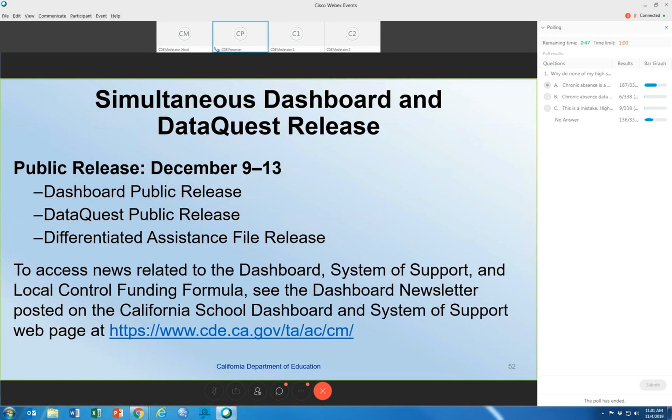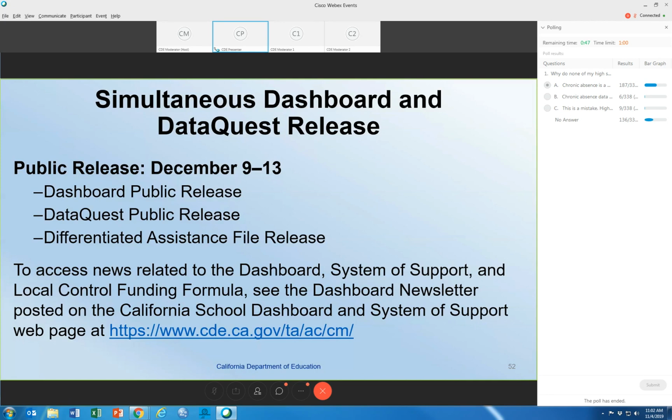So the public release of the dashboard is going to be in the week of December 9th through the 13th. We haven't selected a date yet, but we will do the dashboard public release and the DataQuest public release of all the data in DataQuest that we include in the dashboard. And then we will also make public the differentiated assistance file. And that will include all LEAs, whether they get general support or if they're eligible for assistance under LCFF.